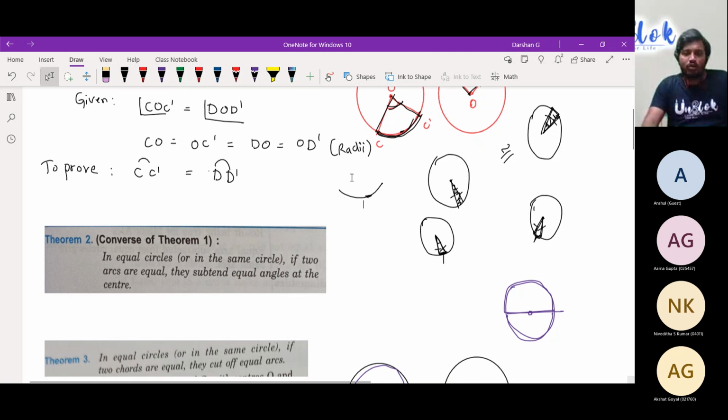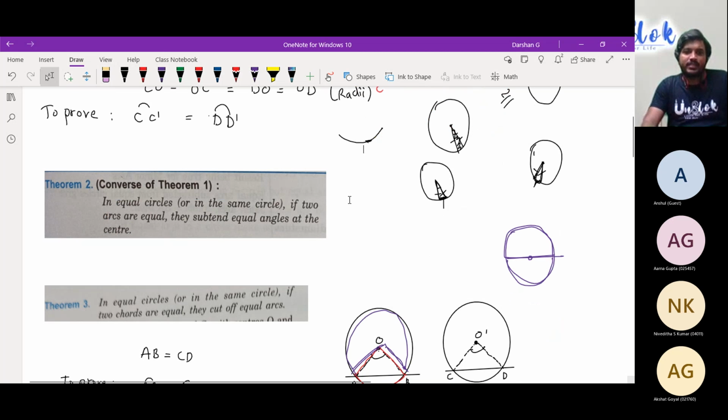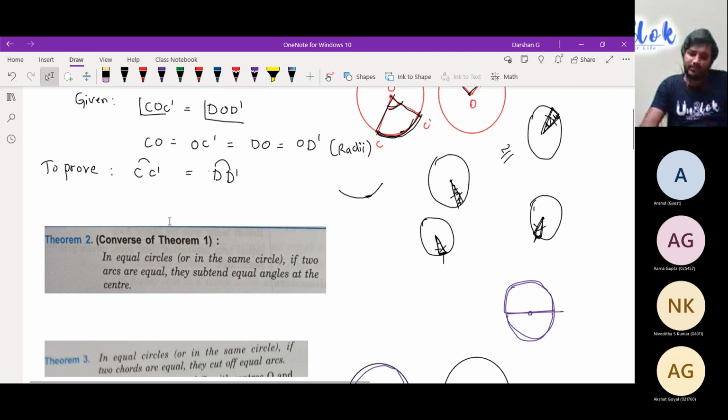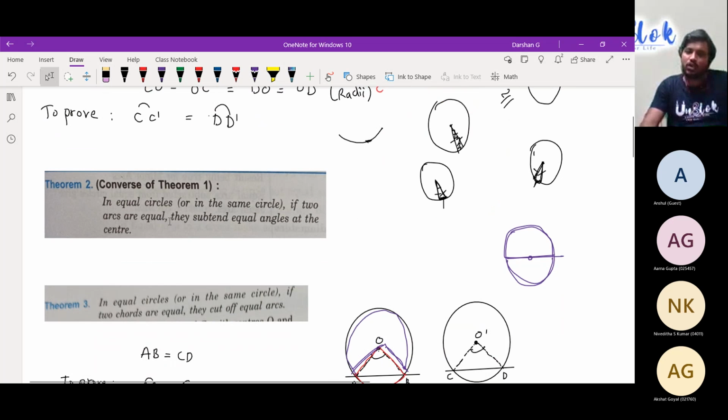Okay, so the next property is the converse of the first one. We were telling that if the arcs are equal, the angles are equal. So here the arcs are equal, and if it is suspending with the same angle, then the radius are equal, or the reverse also I can tell. If the arc is equal and the radius is equal, then I can tell the same angle is suspended. So that is with respect to the converse theorem.